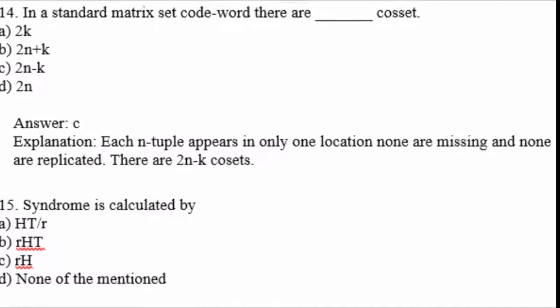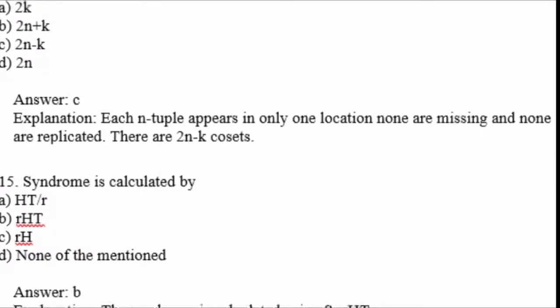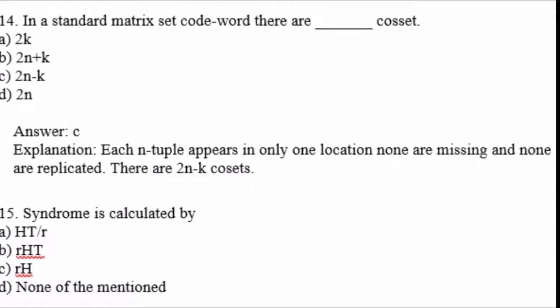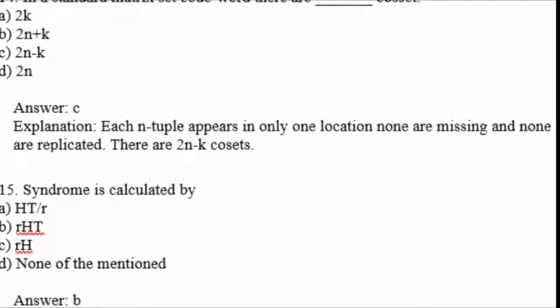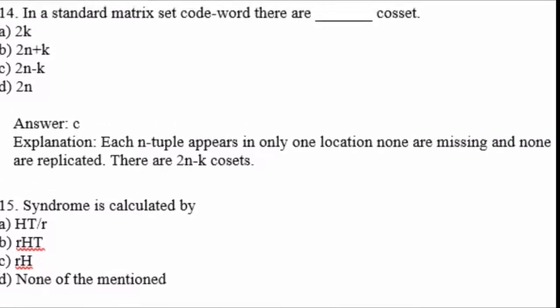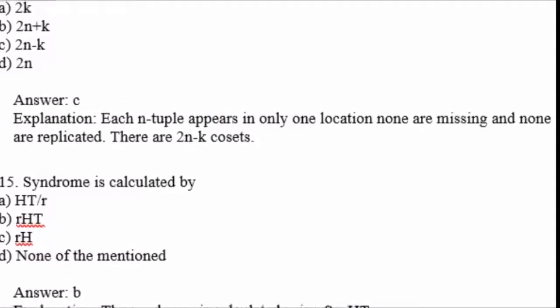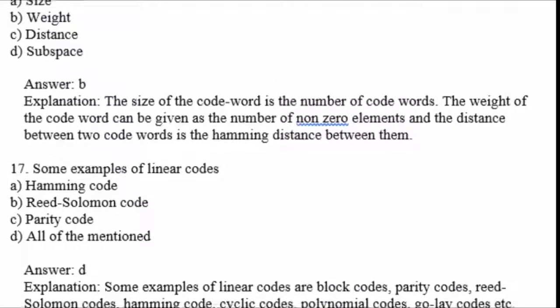Next question, syndrome is calculated by R into H power transpose. So syndrome is calculated using S equal to R into H power transpose. So answer is B. So R நம்மளுக்கு தெரியும், that is a received code, H power transpose. So H matrix அதை நம்ம transpose எடுக்கிறோம். So that is called as a H power transpose. Next question, the dash of the code word is the number of non-zero elements.